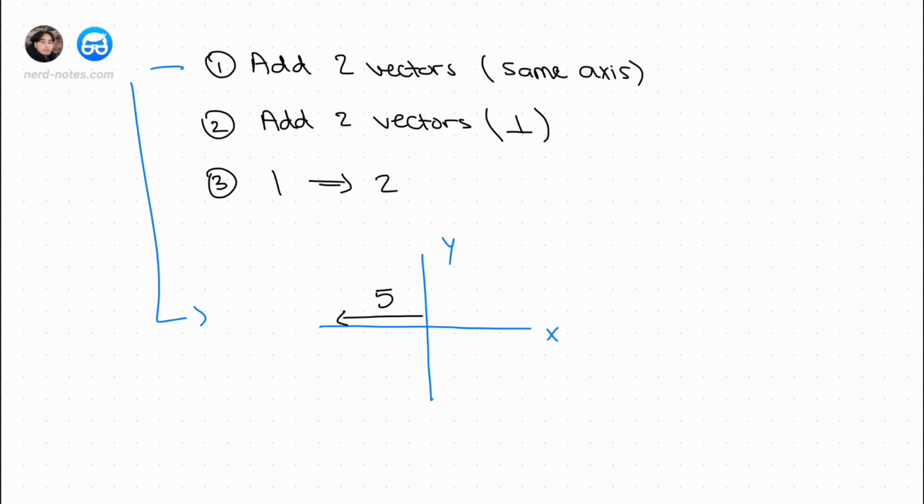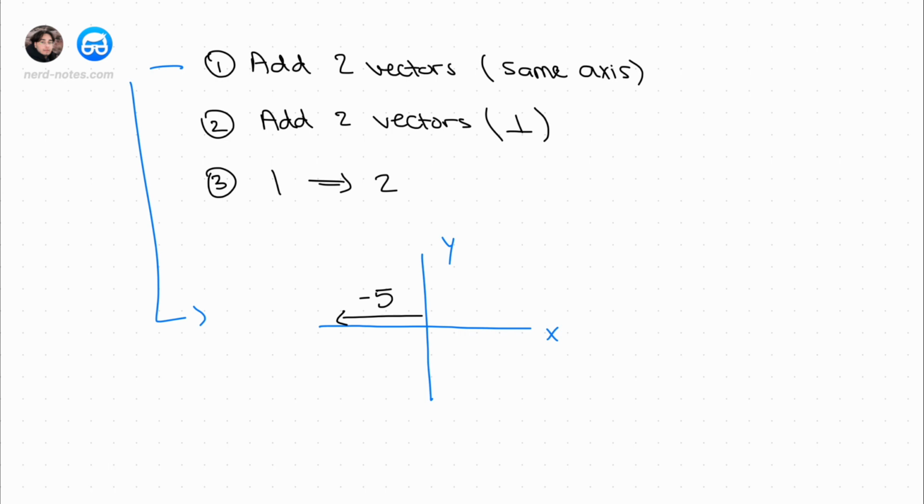And instead of putting a compass direction like north, south, east, west, let's just go ahead and write this as -5, right? Because generally speaking, towards the left is going to be our negative x-axis, and so this is really a -5 vector. Okay, again, the direction already tells us that, but I'm just quantifying it as well. And then the next thing I'm going to do is I'm going to draw another vector.